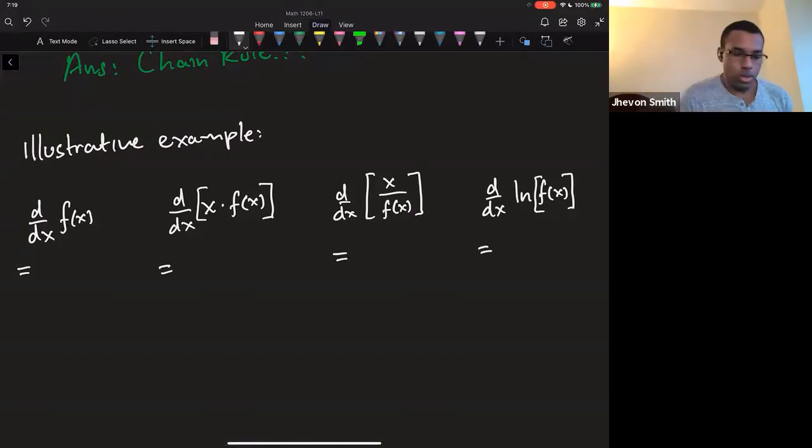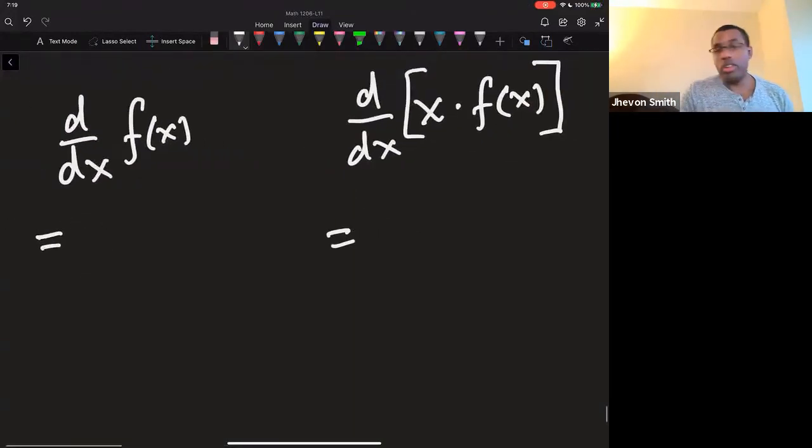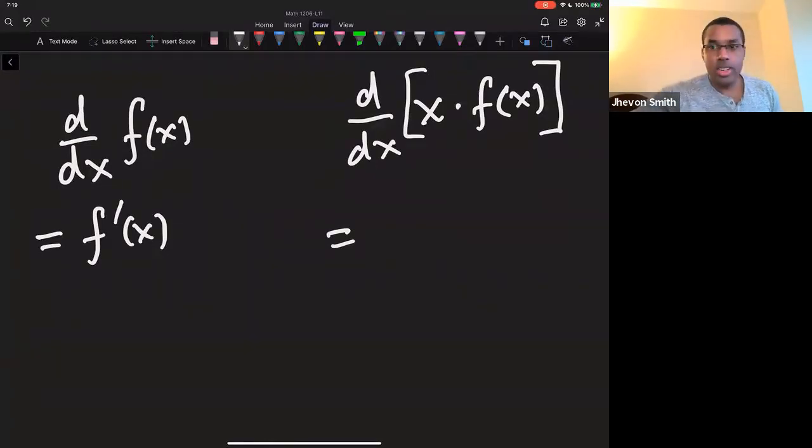So first one, derivative of f of x. Okay, so this is the hardest one, so you need to pay attention. The answer is going to be f prime. Okay, I need to drink after that one. That was harder than I thought it was going to be. All right, so that's the first one.